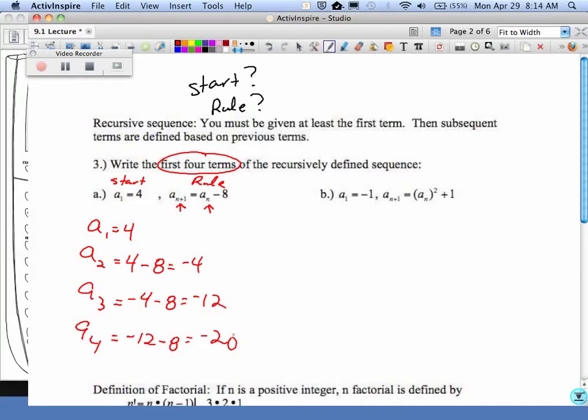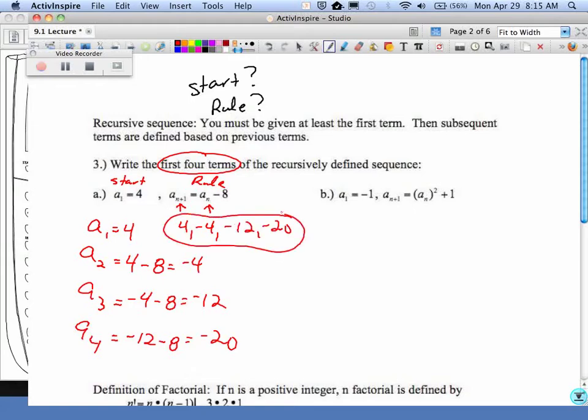Now, I don't find a sub 5. Yes, they gave me a sub 1, but the instructions don't say, hey, I'm giving you 1, find an additional 4. It says find the first 4. What are the first 4? A sub 1, a sub 2, a sub 3, a sub 4. Got it? There are the first 4 terms.